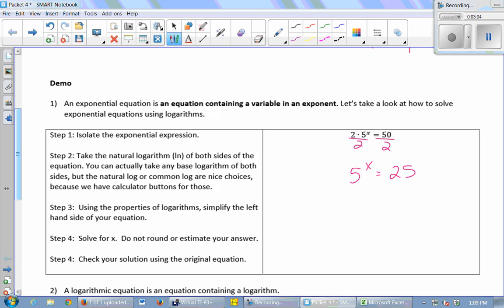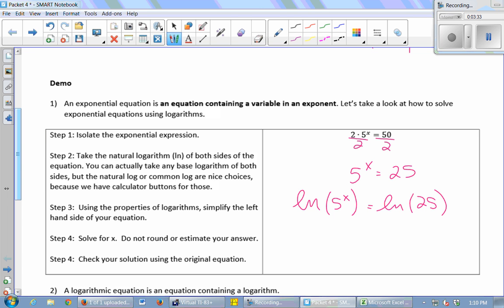You can actually take any base logarithm you want. I like natural log and common log because I have calculator buttons for those. And once I've narrowed it down to those 2, I typically choose natural log because I only have to write 2 letters, which saves me half a second. So I'm going to take the natural log of 5 to the x and the natural log of 25, the natural log of both sides.